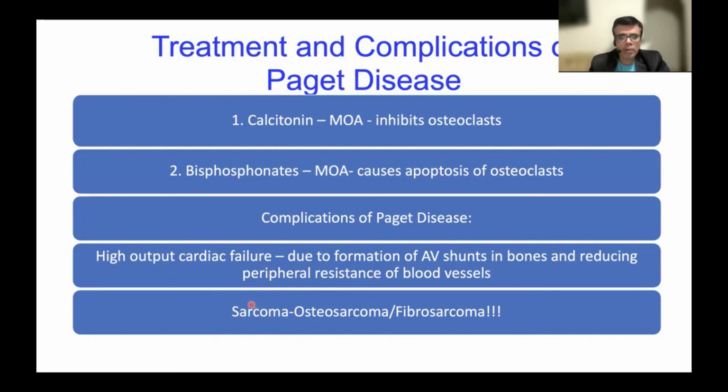So let's have a quick recap of what we learned in this presentation. Paget's disease is a disease of the 7th to 8th decade. Paget's disease has an osteoclastic phase, then an osteoclastic and osteoblastic mixed phase, then an osteosclerotic phase. So there are different phases of Paget's disease. Paget's disease is due to SQSTM1 mutation, and may also have RANKL mutation. The important complication is sarcoma, that is osteosarcoma or fibrosarcoma. Calcitonin and bisphosphonates are used in the treatment of Paget's disease. So these were the high yield points of Paget's disease that you ought to know.